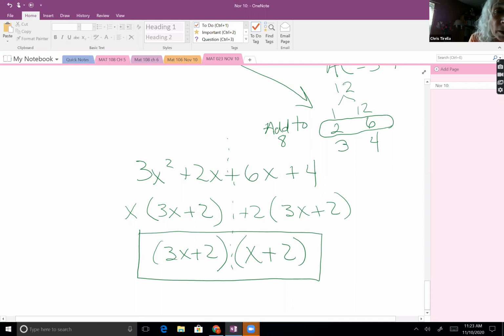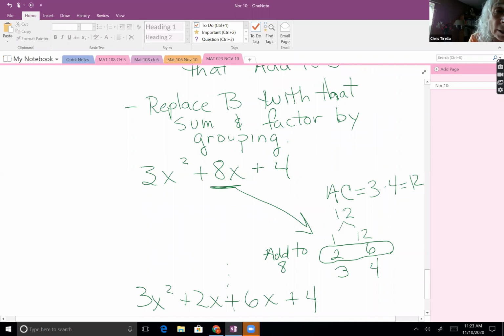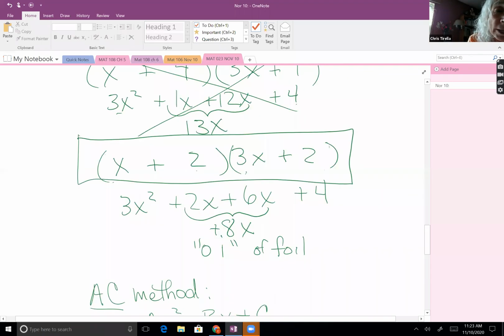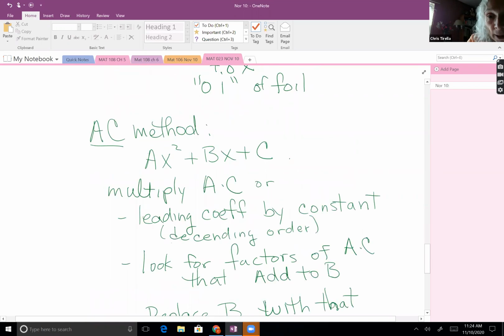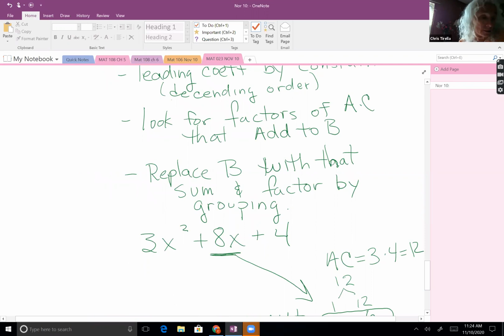And I want to scroll up and look at, do you notice when I did the trial and error, I got that same answer. Both methods will take us to the same place.